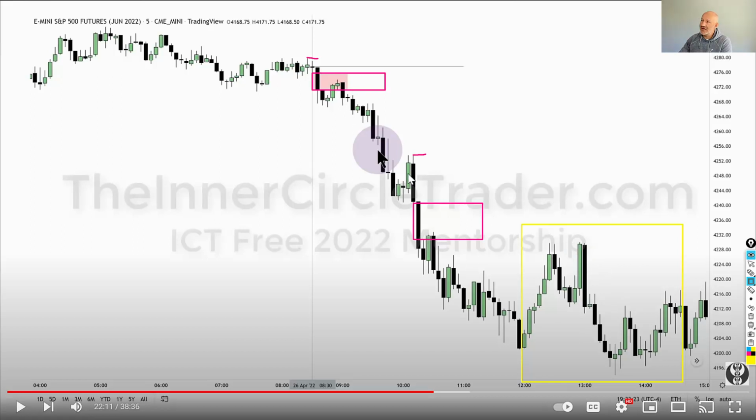So you can see the market's trending very strongly. We go into lunch, it sort of chops around a bit, and then you can't see it in this chart, but afterwards the market then sells off again. So it resumes the downtrend after lunch.